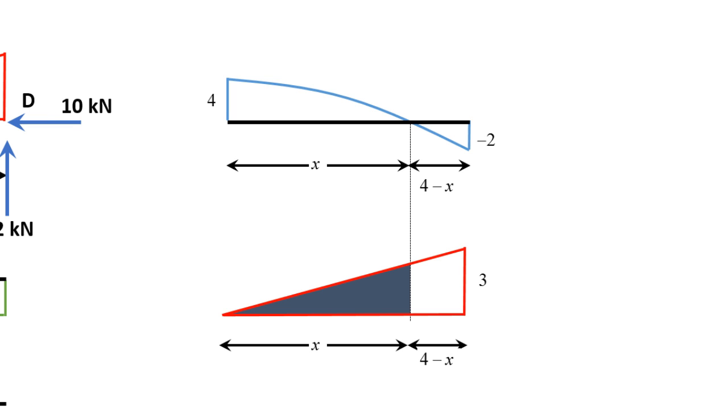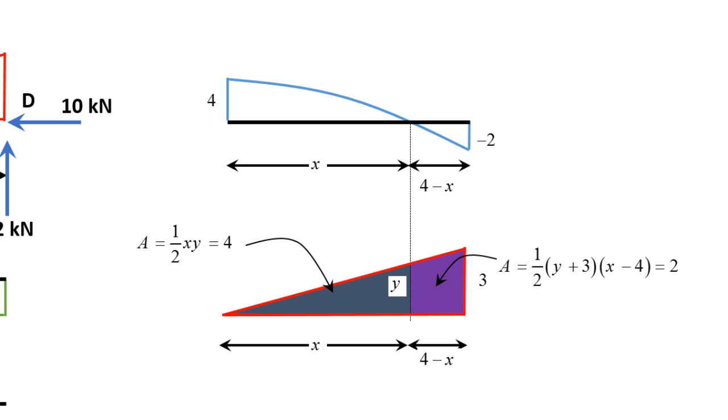This area represents the, excuse me, this area. If I calculate this area, which is an area of a triangle with a base x and a height y, so the area is basically 1/2 xy, and that should equal 4. Why 4? It's basically the value of the shear. Alright? Now, this area, if I try to calculate, it's a trapezoid.